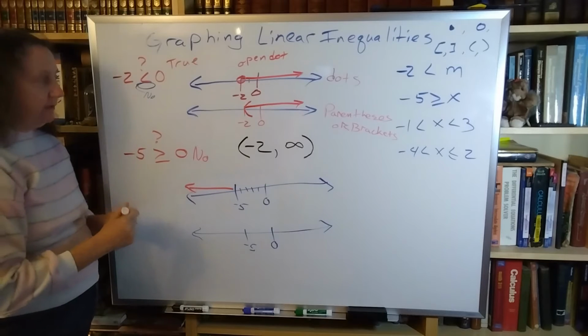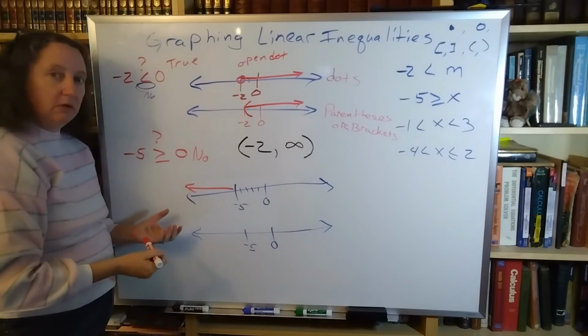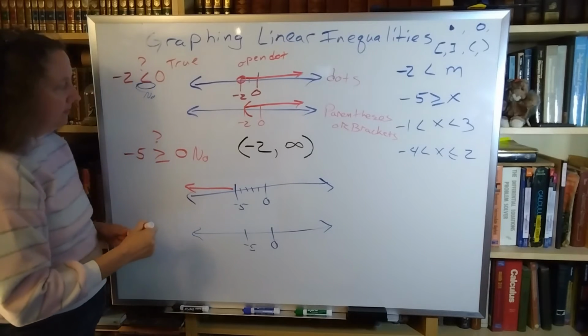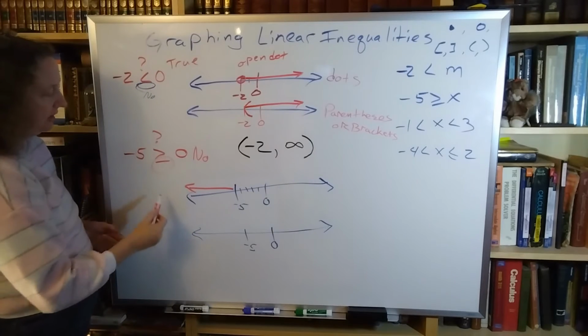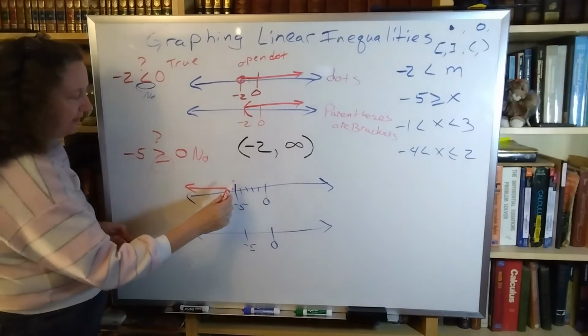Next thing I have to do is figure out dot, open or closed. It has the equal to part on it right there. So that tells me I have a closed dot.